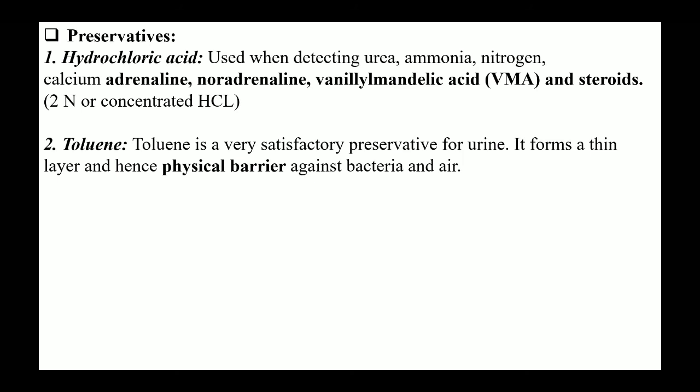So what will happen? If it creates a physical barrier, then the oxygen of the air cannot enter into the urine sample, and finally bacteria will not get the oxygen for proliferation. So actually it also prevents the bacterial proliferation. So this is the mechanism of toluene.